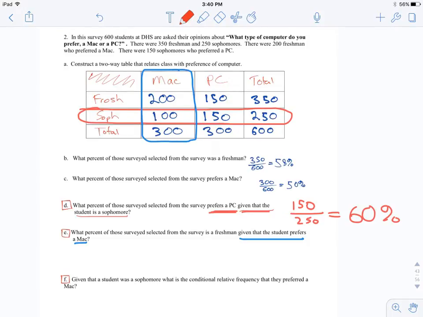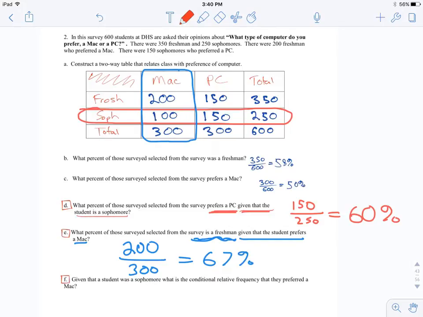What percent is a freshman given that they prefer a Mac? I go to the Mac column and ask, who are the freshmen? There are 200, out of the total that prefer a Mac, which is 300. That gives me an answer of 67%, if we round up from 66.6.